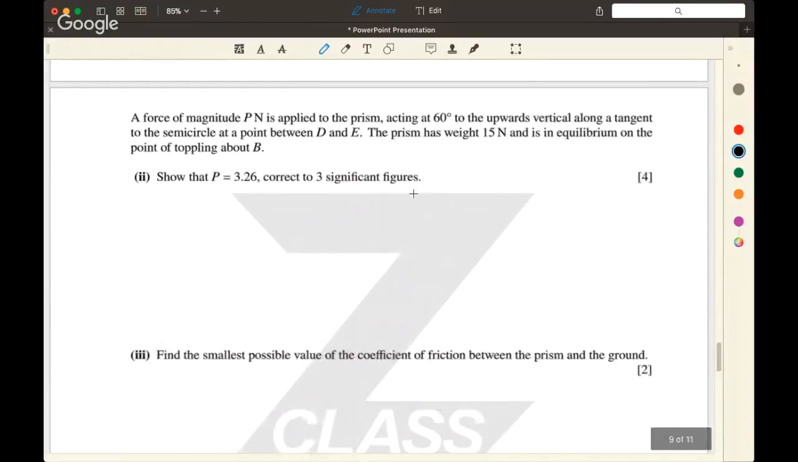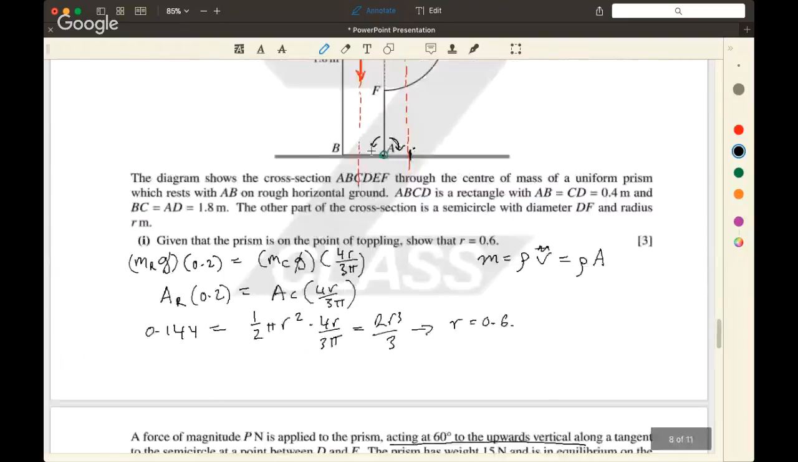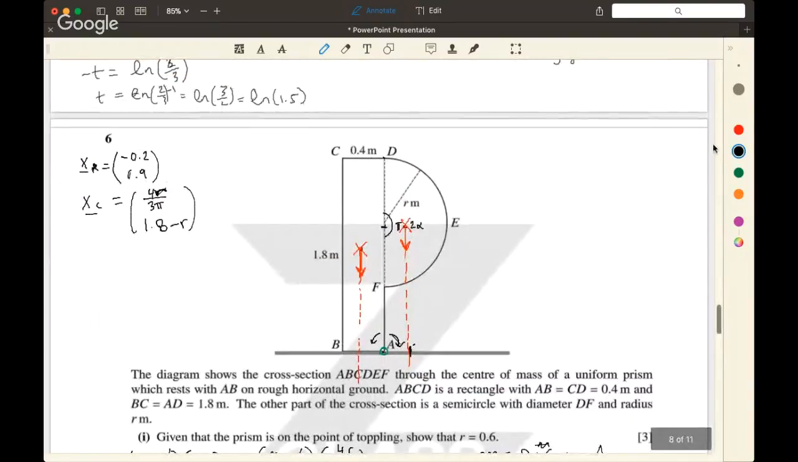Now, this bit's actually worth taking a little care about. Why is that? It's because they're talking about this force being applied to the prism acting at 60 degrees to the upwards vertical along a tangent to the semicircle at a point between D and E. Now, that's not a clear sentence. That actually takes quite a lot of parsing, and I think it's quite unfair. Now, here's D and here's E. So it's acting somewhere between them, and it's tangent to the circle.